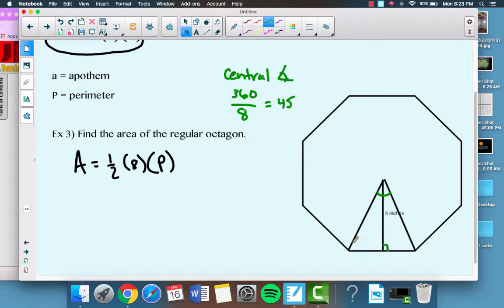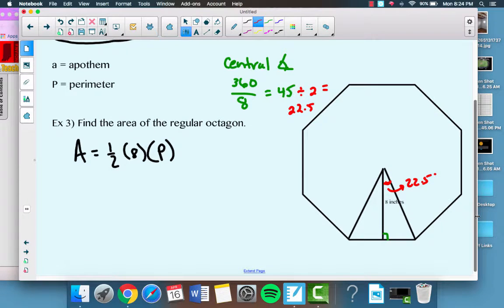We can go ahead and find the other missing angle measures, or instead, because we know this is a right triangle here, I could go ahead and divide that 45 degrees by 2. And when I do that, I get 22.5. And so now what I have here is this angle in red. Okay, I'm going to draw it out to the side. That's 22.5 degrees.